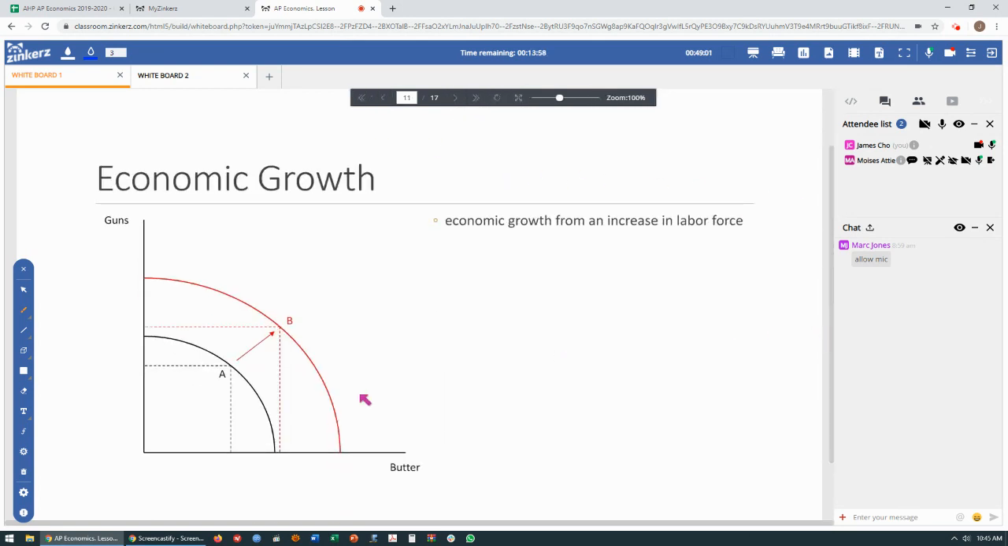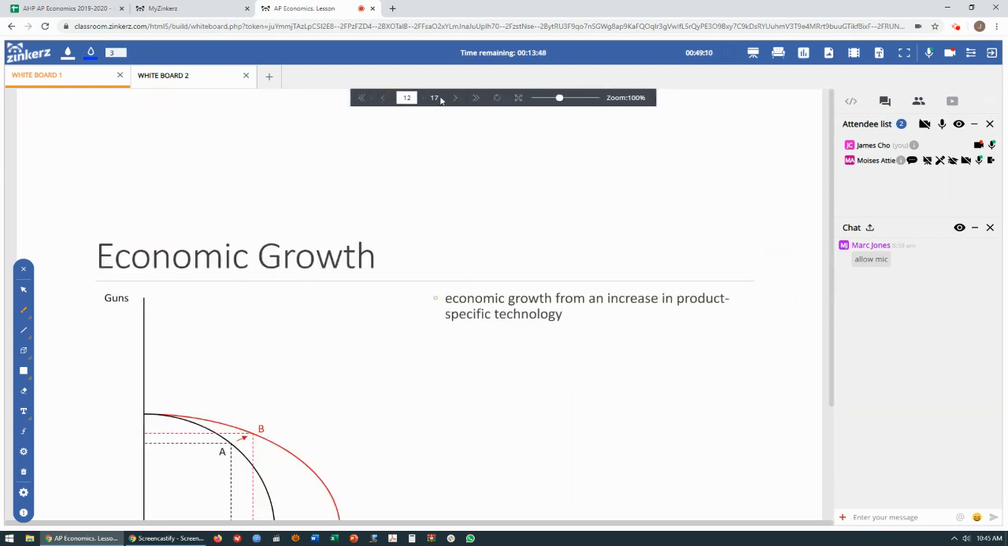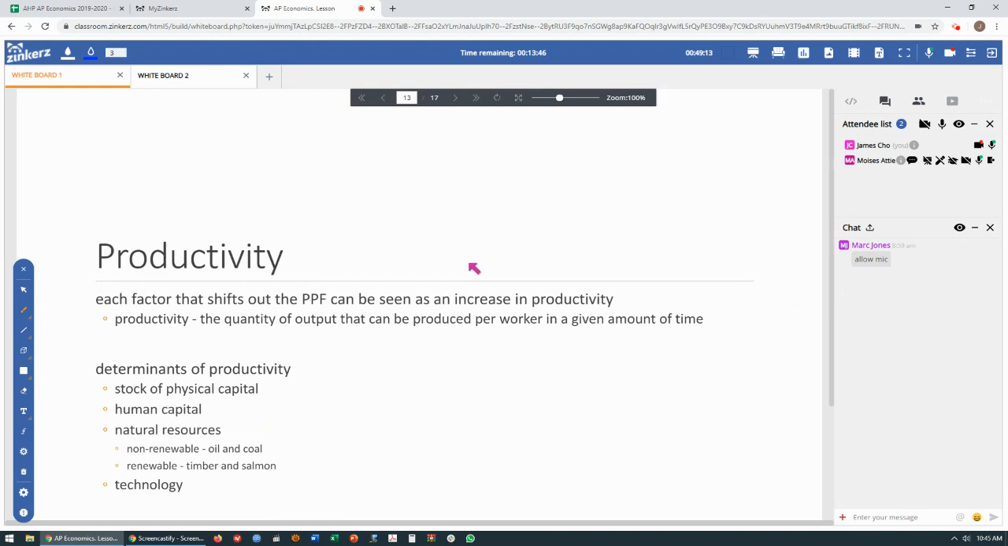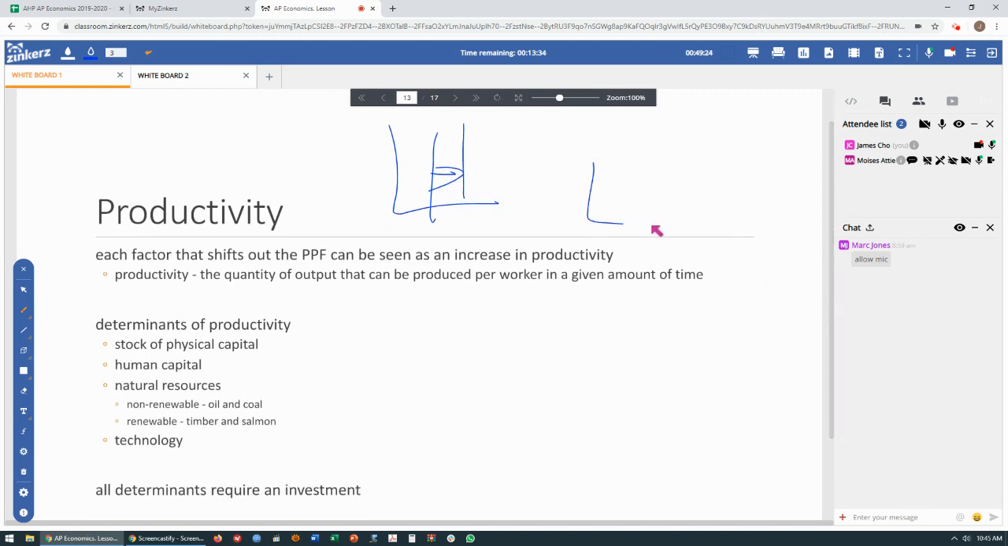We see that with the PPF curve, but again, the PPF curve is a little bit too simple to be thought about realistically. So instead of that, we like to focus on long run aggregate supply shifting to the right. Each factor that shifts out the PPF can be seen as an increase in productivity. It's not just having more resources, but maybe having better resources. So increasing your productivity or increasing your technology. Quality of resources.